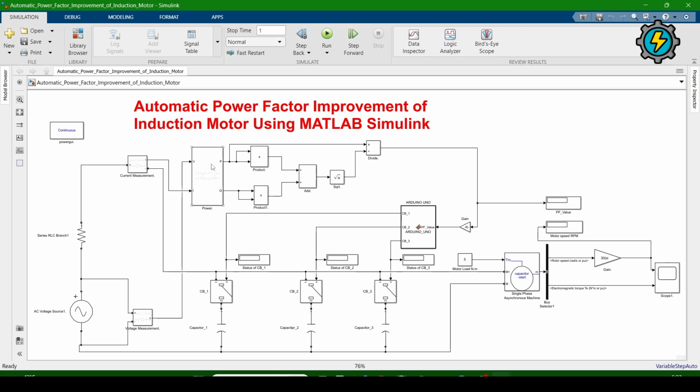This power block is made by MATLAB, and in this block we will give it a voltage and a current signal. So it will automatically calculate active power and reactive power. From that we will calculate the power factor. So you will have a power factor formula for that: cos theta is equal to active power upon reactive power. For that we will make the formula using these mathematical blocks.